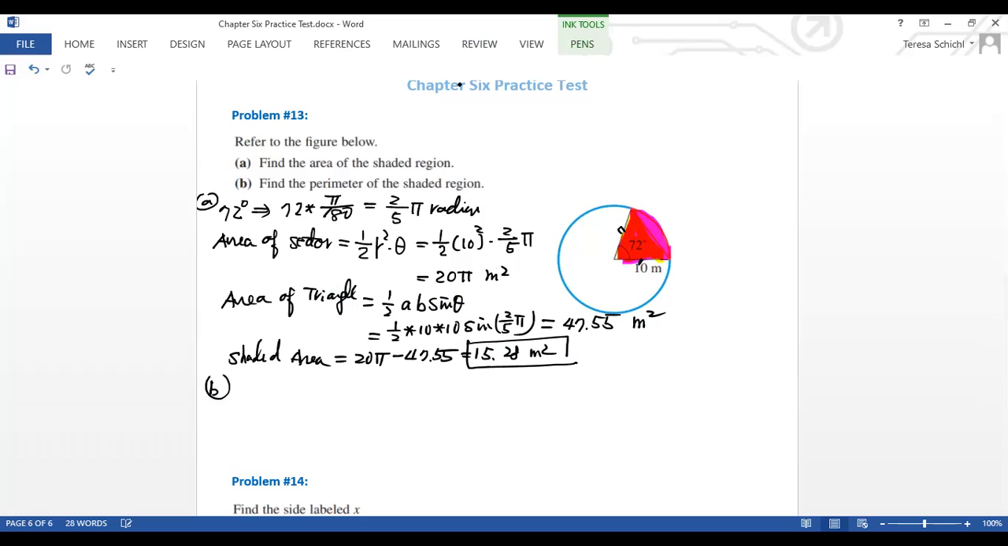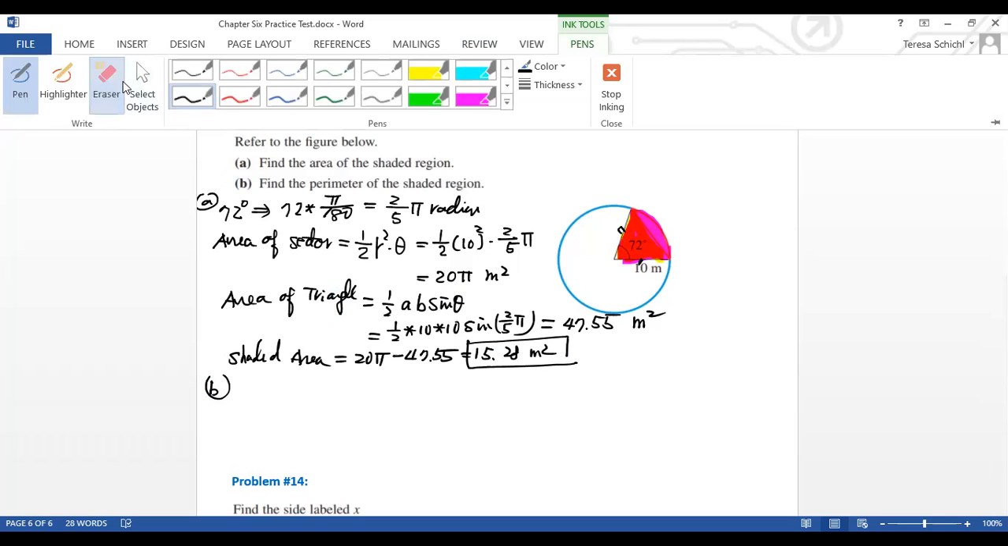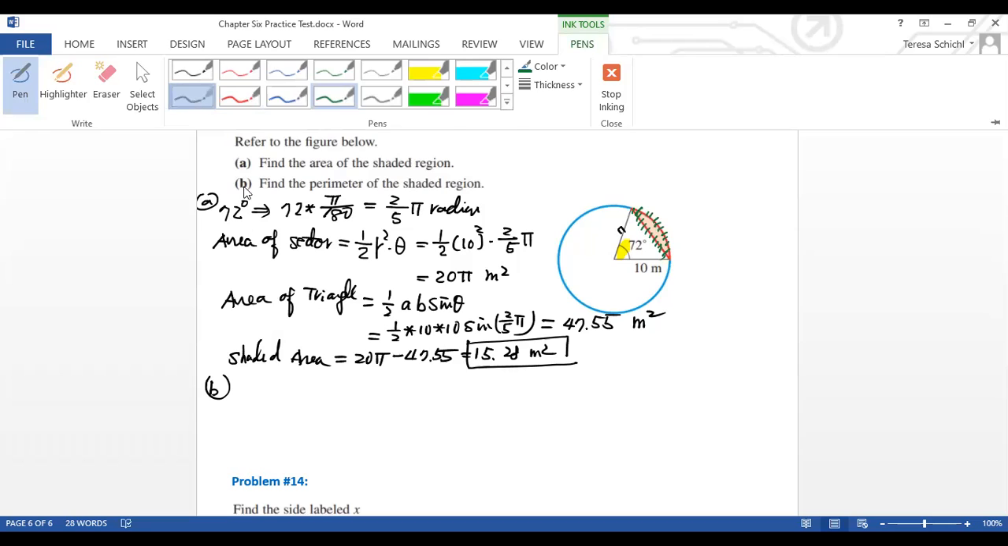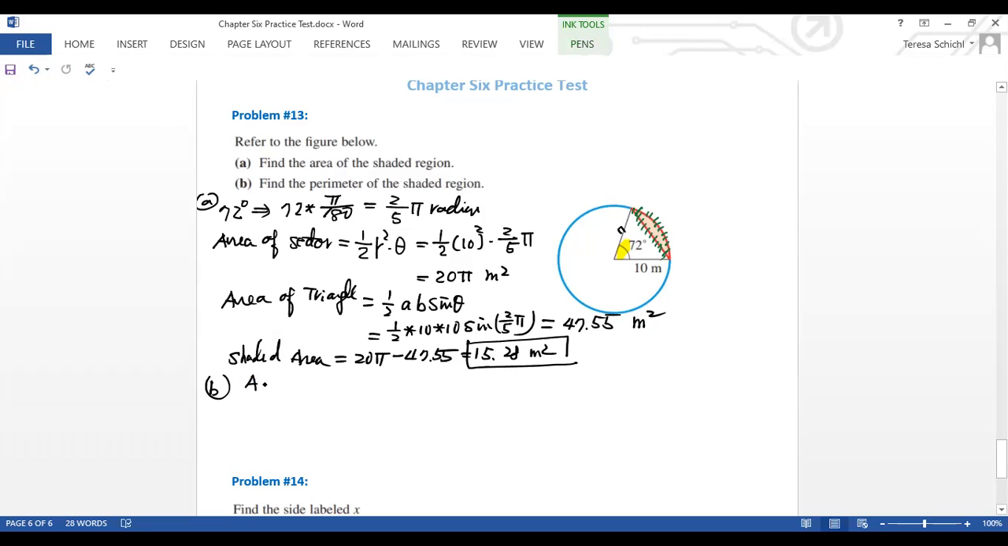Okay, let's take a look at part B here, the perimeter of the shaded area. Let me erase these ones here. The perimeter here includes this arc plus this segment here, right? And also this arc, right? That's what we call the perimeter here. Okay, so let's take a look at the arc length here.